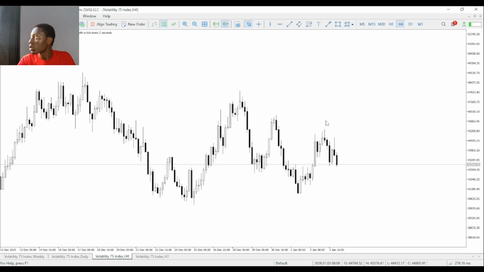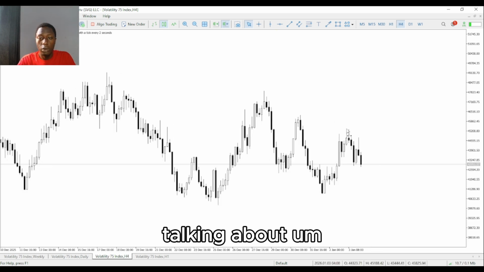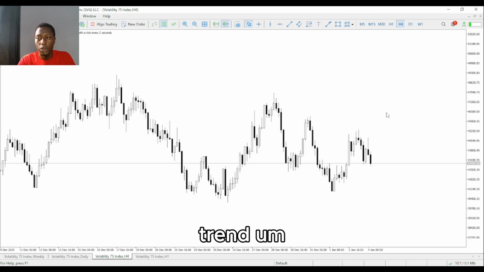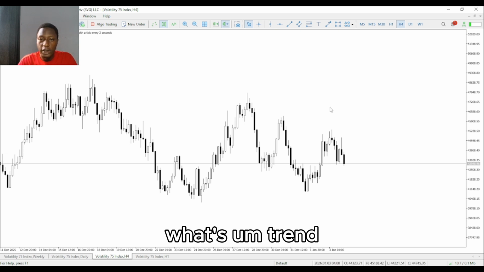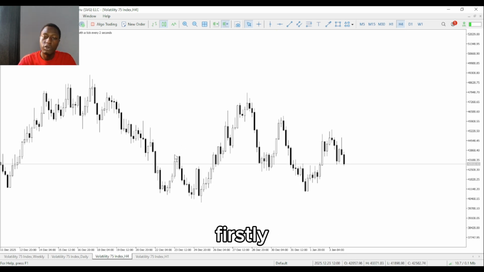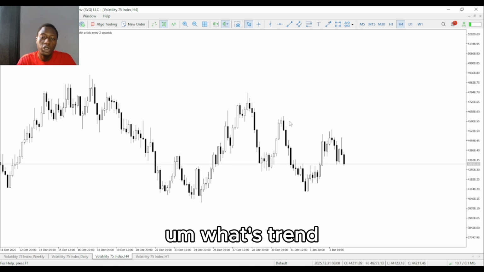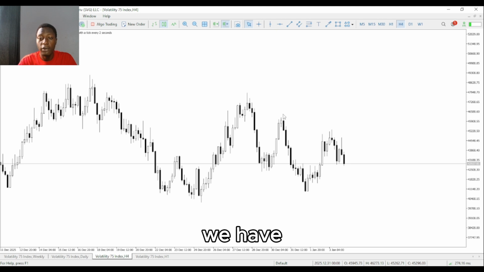Today we'll be talking about trend, and what trend trading really means. Firstly, let's talk about what trend is. Trend simply means when price is moving across time due to supply and demand. That is what trend means. And we have three types of trends: the uptrend, the downtrend, and the sideways trend.